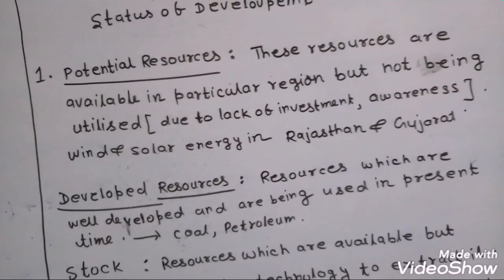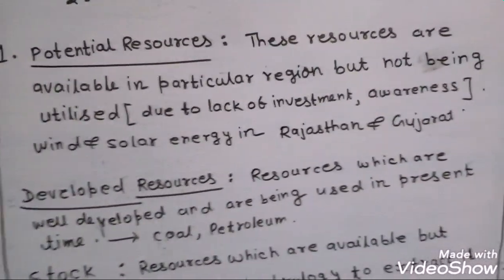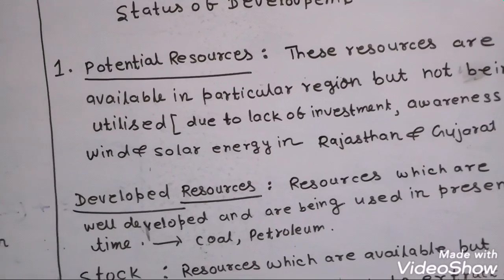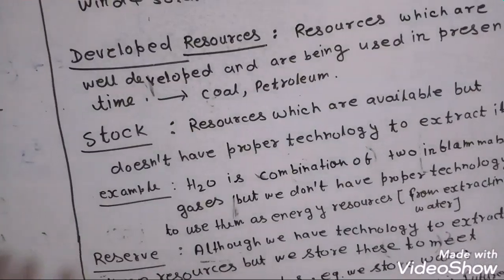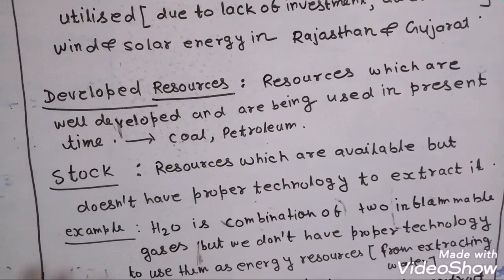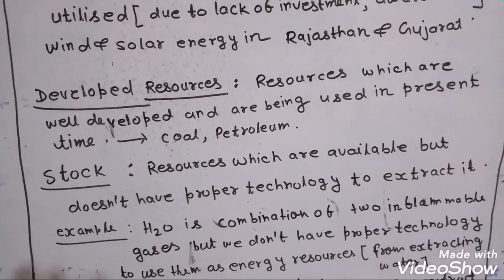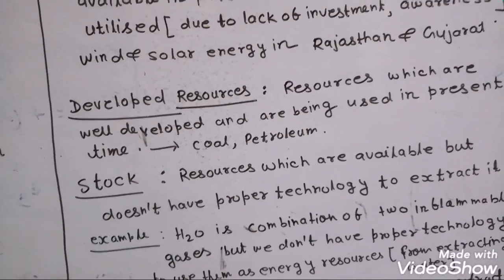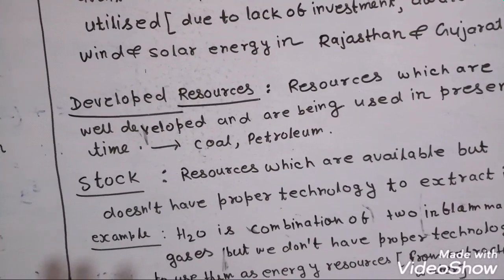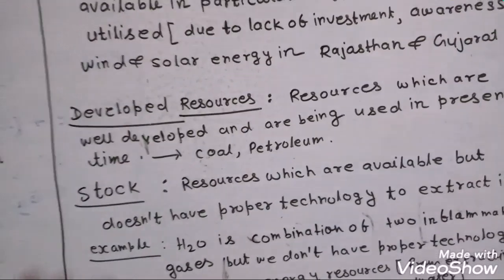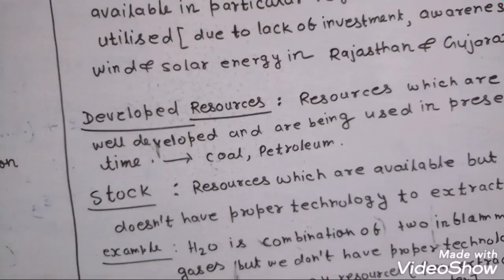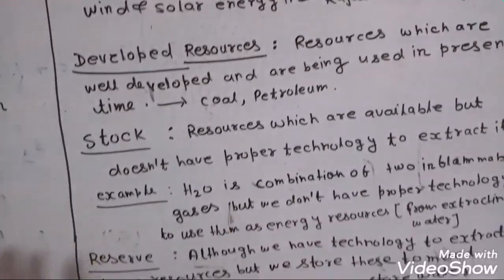So if resources are available but the particular area is not utilizing them, then these are called potential resources of that area. Developed resources. Resources which are well developed and are being used in present time are called developed resources. They are also called actual resources. We know the quality, quantity and importance of the resources. Example, coal, petroleum.